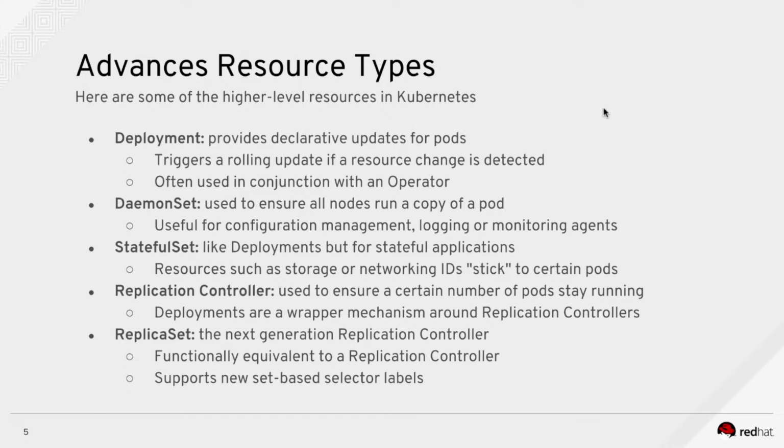Replica sets, these are like the next generation replication controllers. They're functionally equivalent to a replication controller at this time, but they support a new set-based selector label, which gives some interesting ways to select nodes by their tags, like pattern matching and substitution and things of that nature, which is more advanced than a simple one-to-one match of a key value pair.